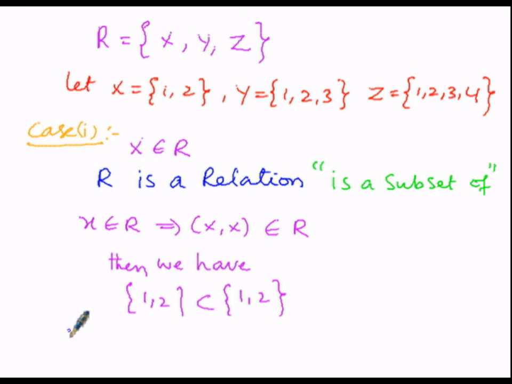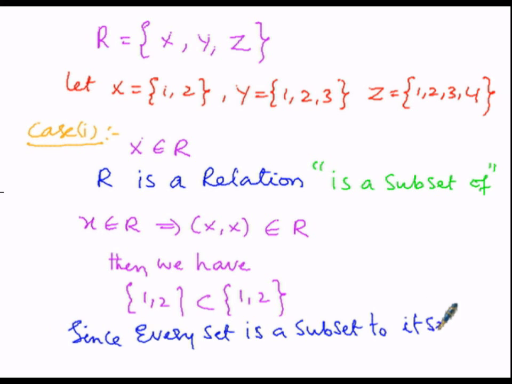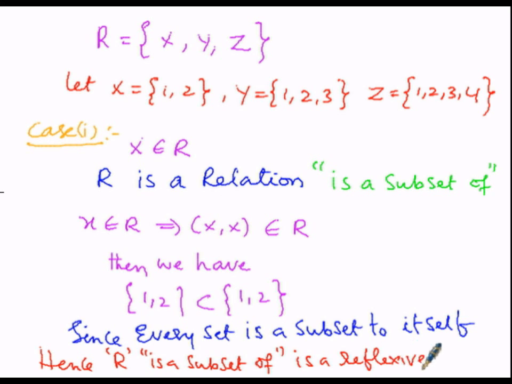Since every set is a subset of itself, hence the relation R, "is a subset of", is a reflexive relation. In this manner, since every set is a subset of itself, 1, 2 are also present in the second set, therefore x is a subset of x itself. Now in this manner we got the relation "is a subset of" is a reflexive relation. Now let us go for the second case, that is case number 2.